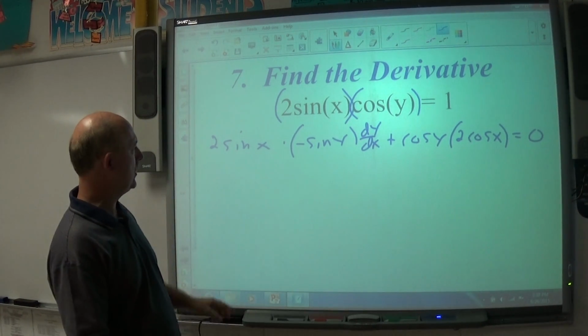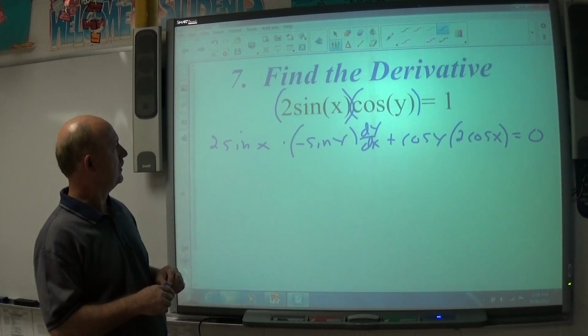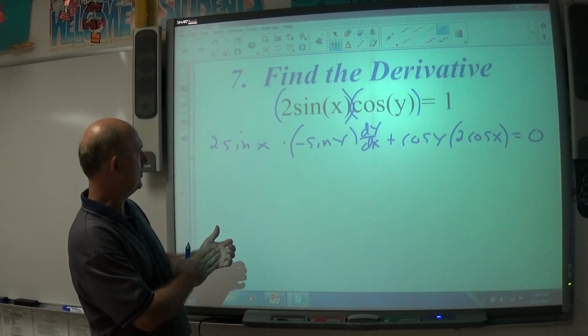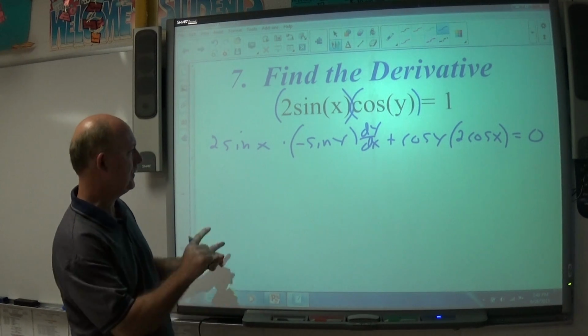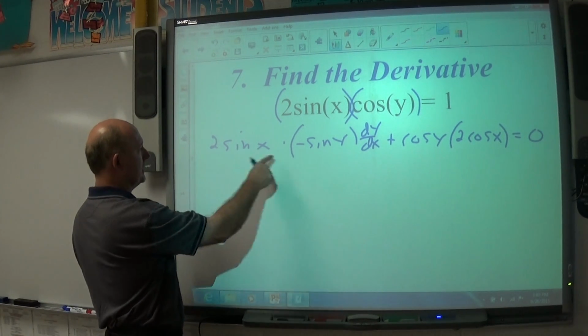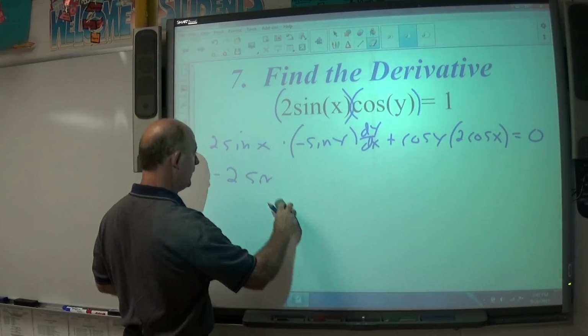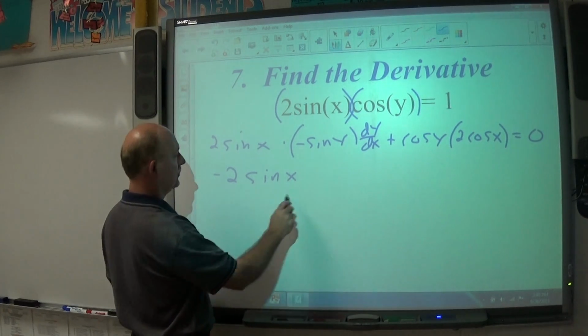And let's see, looks like we only have the one dy dx term, so this should be pretty easy to solve for dy over dx. So let me see if I can rewrite this a little bit. We'll pull the negative out front. This will be negative 2, so negative 2 sine x, so negative 2 sine x times sine y.